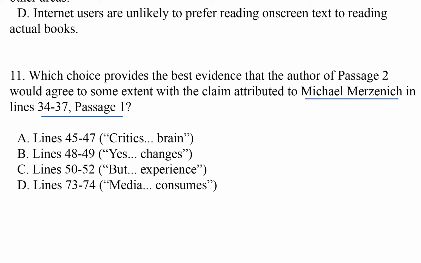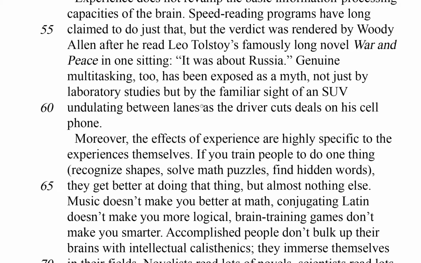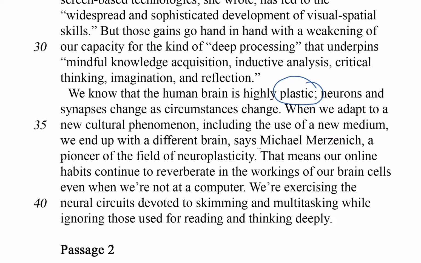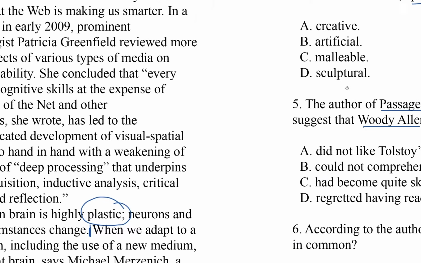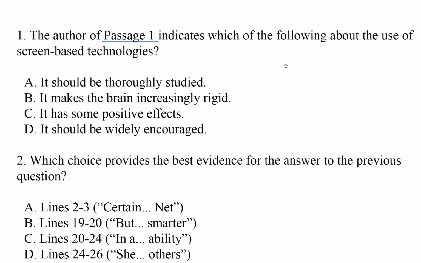And I'm going to go look really quick for the name Michael Merzenich in passage 1, lines 34 to 37. Okay, there we go. There's Michael Merzenich. Here's 34, and here's 37. Okay, great. And with that, our survey step, our pre-reading, is done.